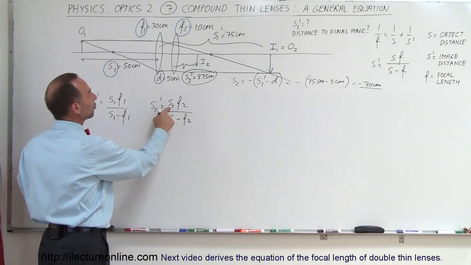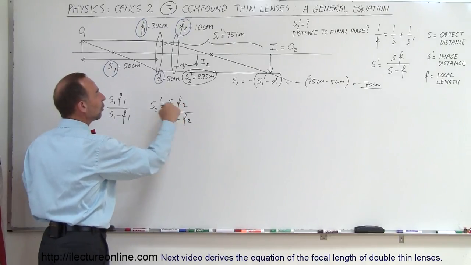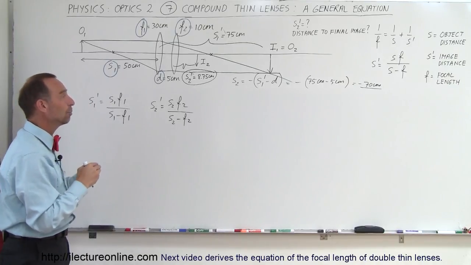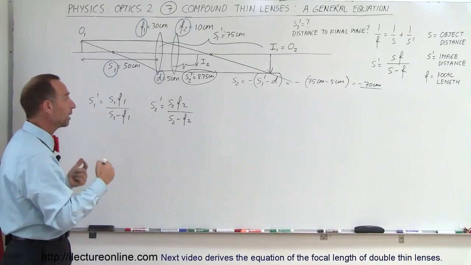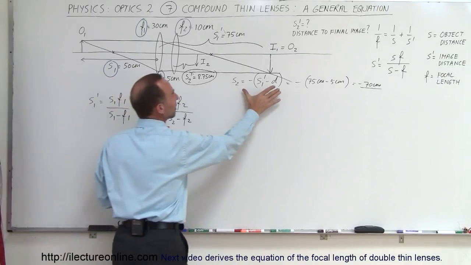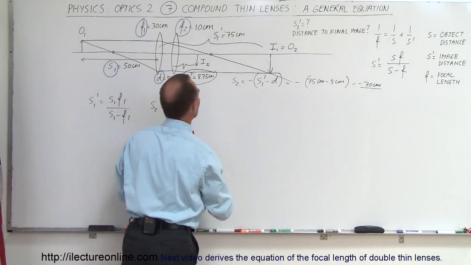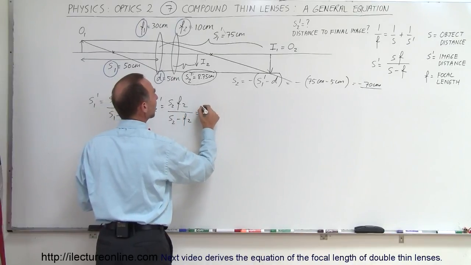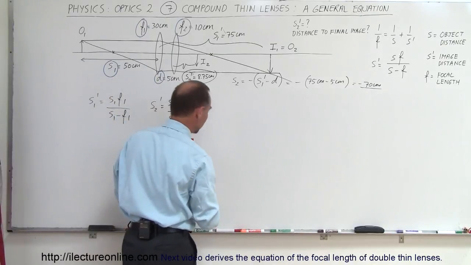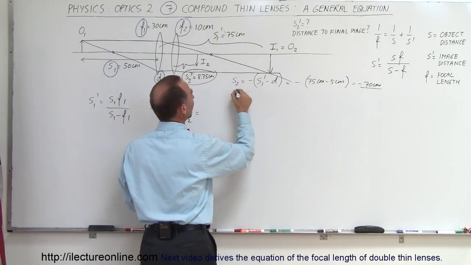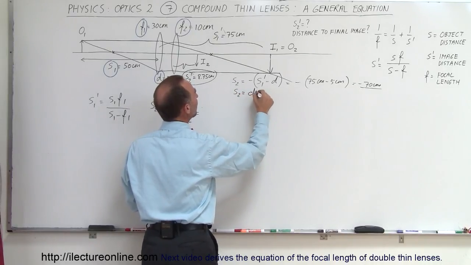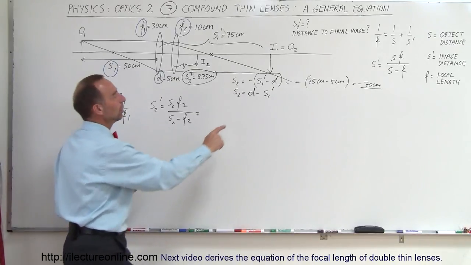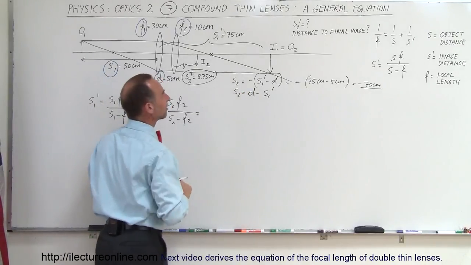But we don't know what S2 would be, and we do know what F2 is, but we don't know what S2 is. So we have to somehow replace S2 in terms of S1 and D. We have that right over here. We can replace S2 by this quantity right here. Instead of writing it like this, we can say that S2 is equal to D minus S1 prime. So just switching around, or simply applying the negative inside a parenthesis.